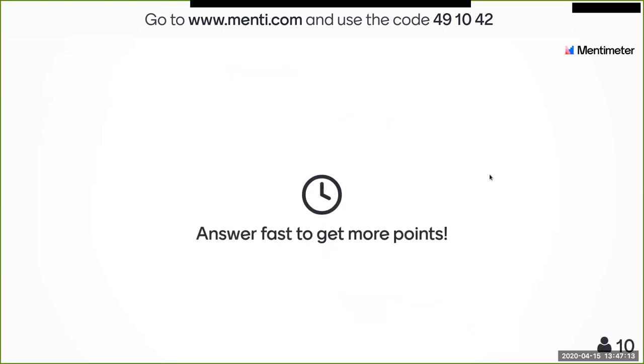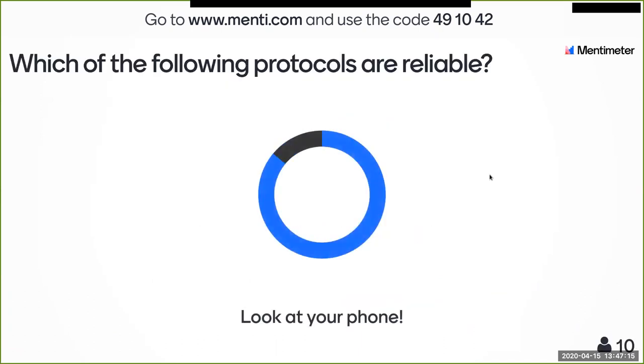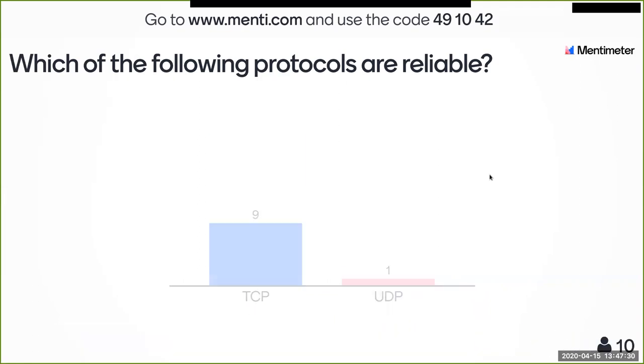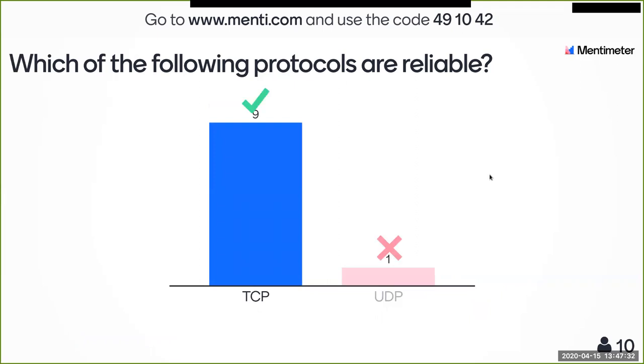You won't see the points until after the fourth question. Which of the following protocols are reliable? Nice. So TCP 9-1, that is a very overwhelming response. And it's of course TCP that is the reliable one.